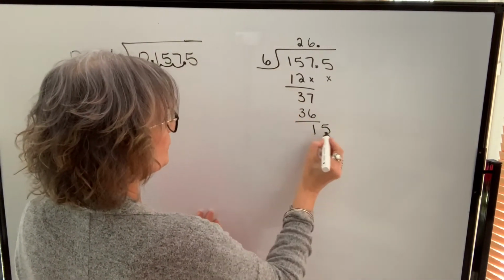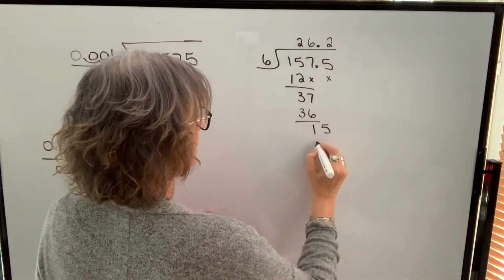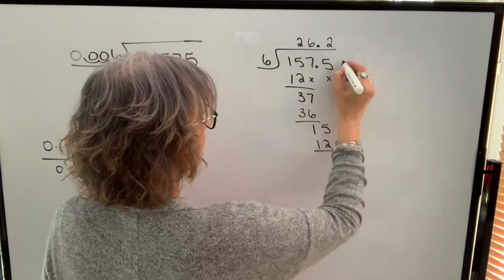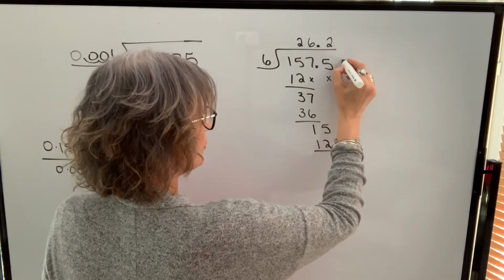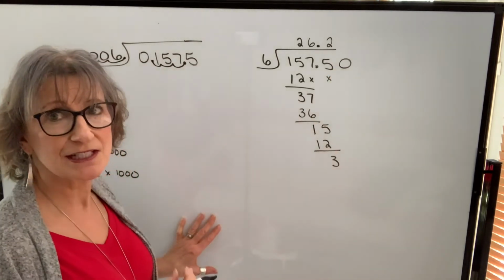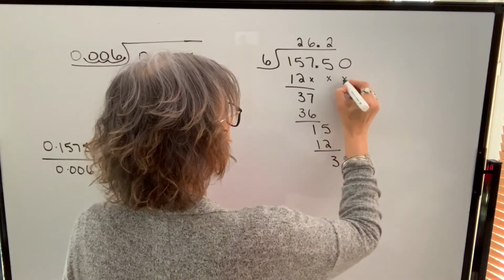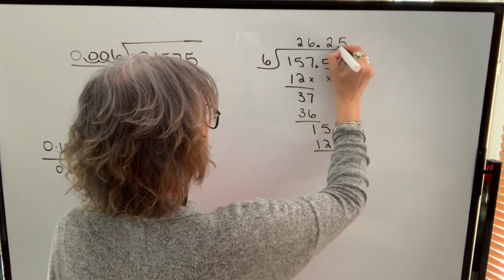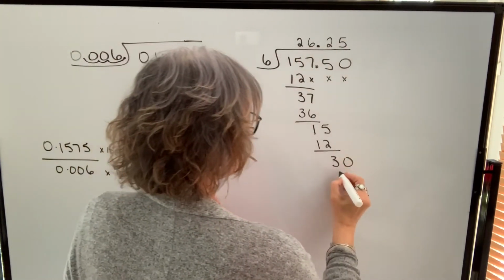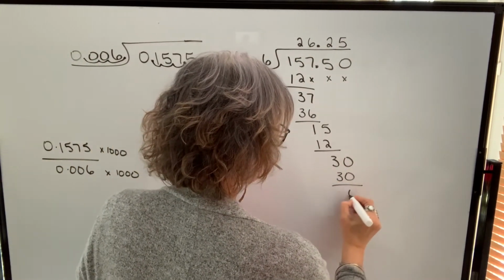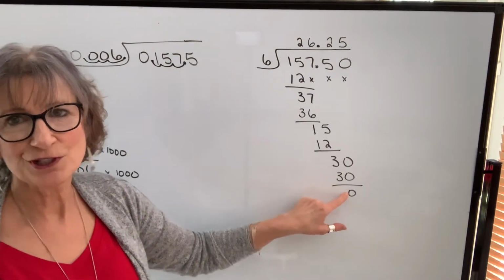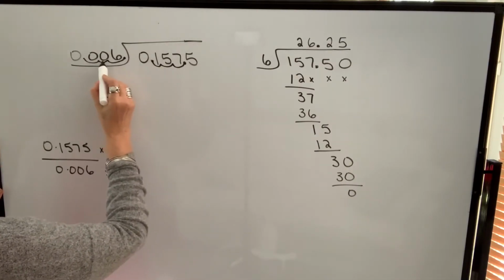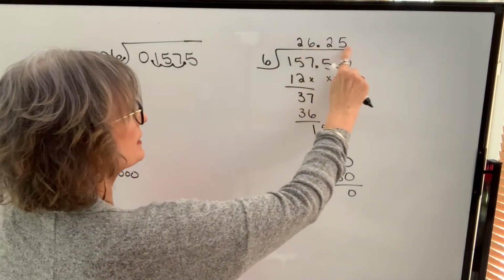So 6 goes into 15 2 times. 2 times 6 is 12. We subtract. We want to bring down another digit. There isn't a digit here, so we understand that digit is 0. Bring down that 0. 6 divides into 30 5 times. 5 times 6 is 30. We subtract. We have 0, so we're done. So this quotient, 0.1575 divided by 0.006, will equal 26.25.